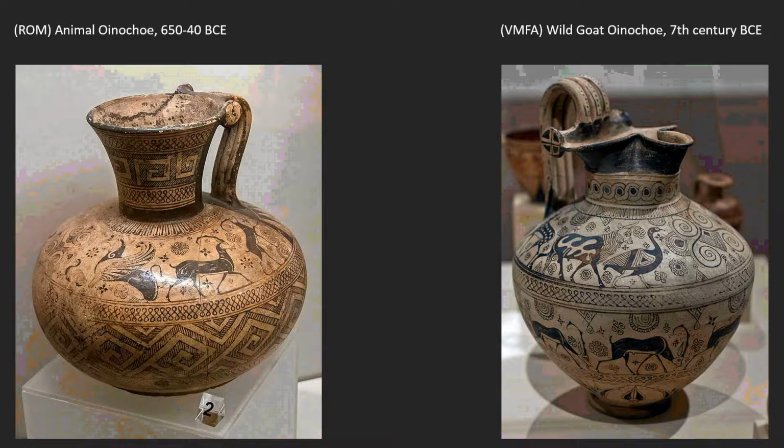But again, working in procession around the outside of the pot, and included amongst these realistic animals are some fantastic ones as well, such as that griffin that you see in the one from Rome on the left. And the oinochoe is a wine vessel, right, used for decanting wine.